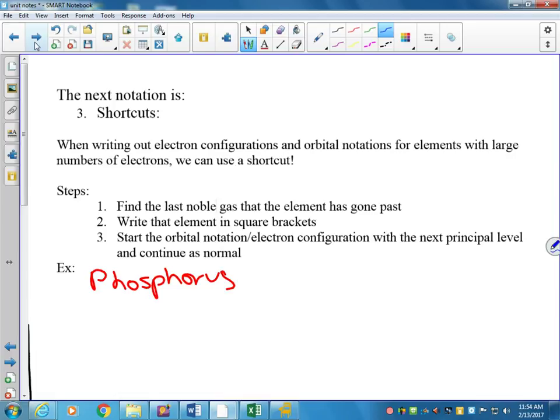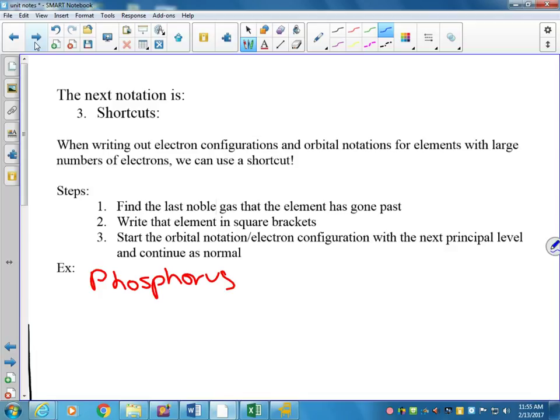Where are the noble gases located on your periodic table? The far right side, so column 18. You can use that noble gas and then carry on. So if I use neon, what's my next energy level? 3, and so I would start with neon, and then I would go 3s2, 3p6, right? So it's basically cutting off the 1s2, the 2s2, the 2p6. Instead of writing that, you're going to write the word neon. But you have to write it in a special way. You write it in square brackets, and you use the symbol neon, capital N, little e.